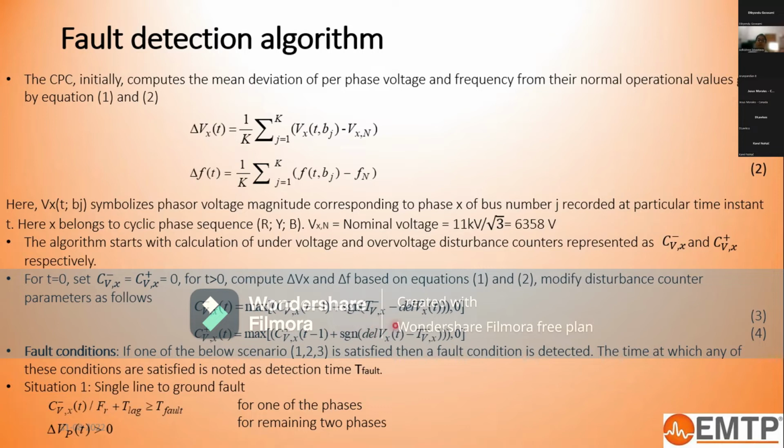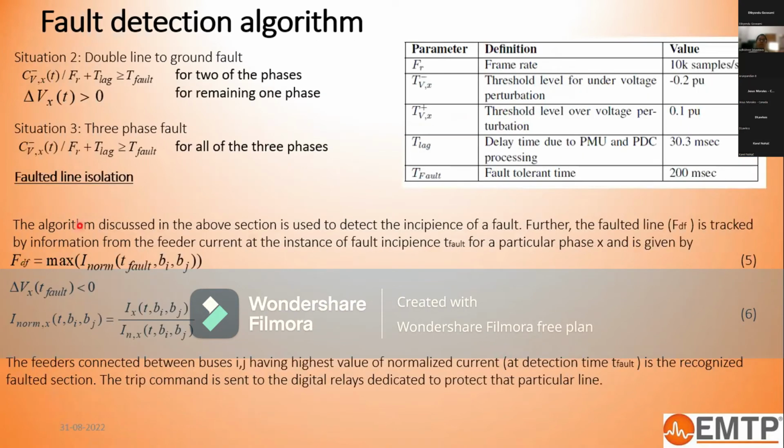This is the maximum disturbance level up to which we can wait and see whether it is a fault or not. If that threshold is crossed, this counter will start counting. Similarly, this counter will decide which fault condition is present. For single line to ground fault, this condition is judged true for one of the phases and for the remaining phases this equation is true. Similarly, for double line to ground fault, the situation is defined by this equation, and for three phase fault by this equation.